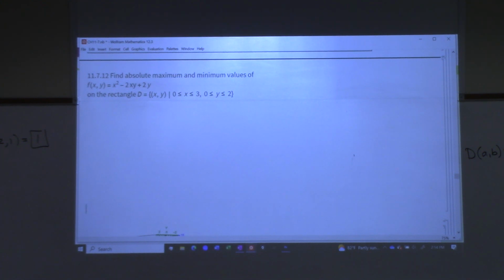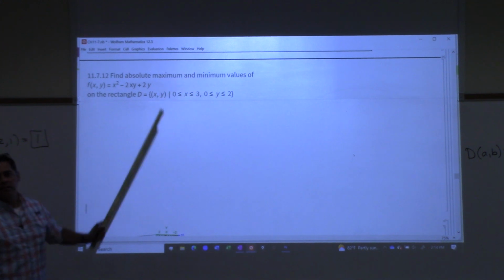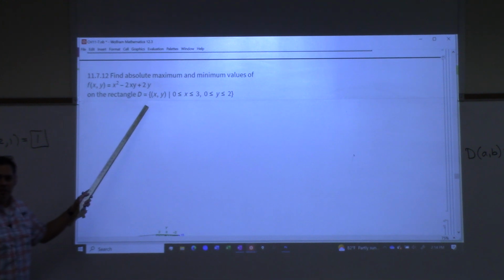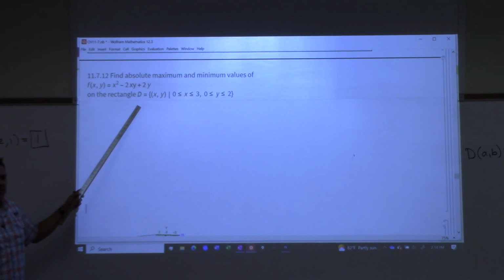All right, everyone have an opportunity to look at this? You're being asked to find the absolute max and min. So you're going to have to go through this 2-step procedure. First you look on the inside, then you look along the boundary. Now, do you have an idea of what this region is? This is a notation I have not used in here, so let's see if it makes sense.